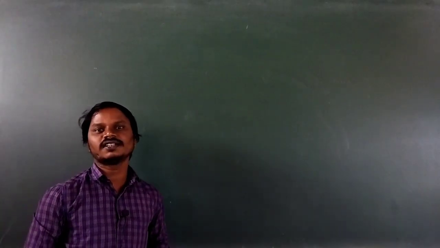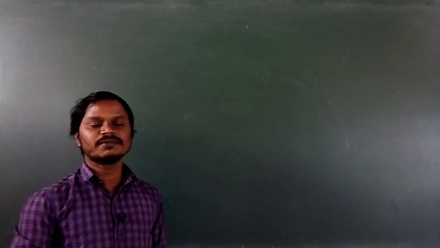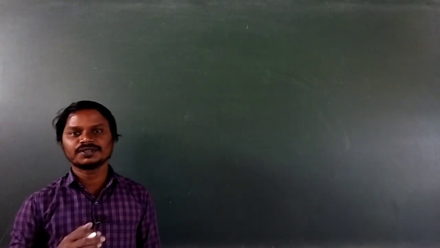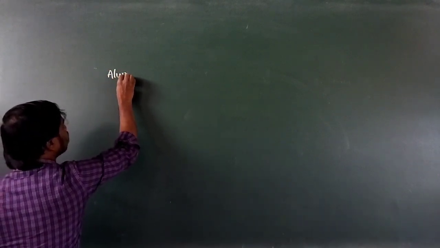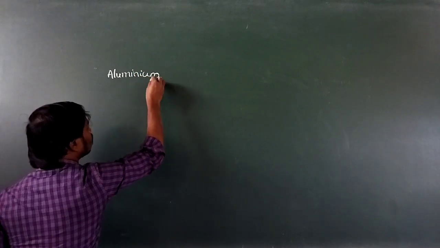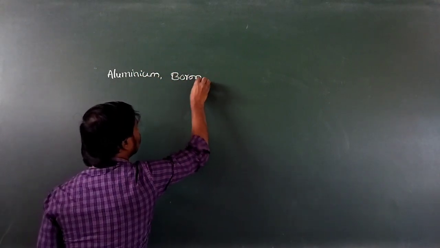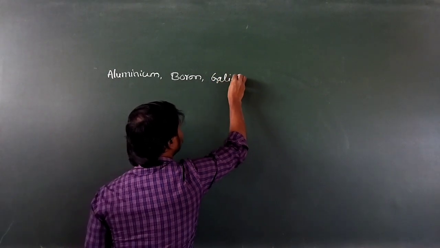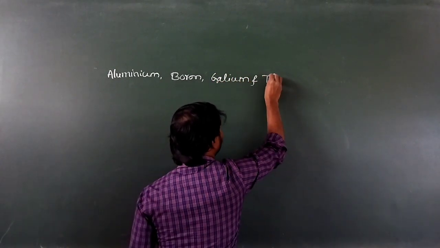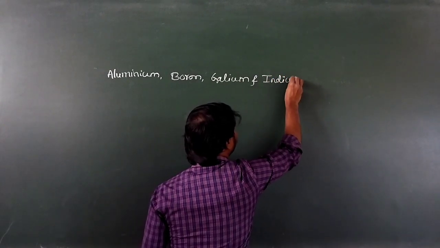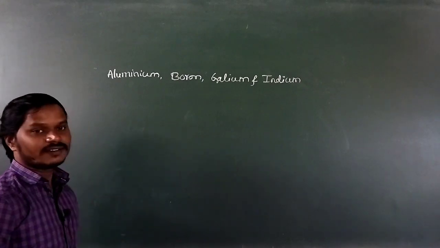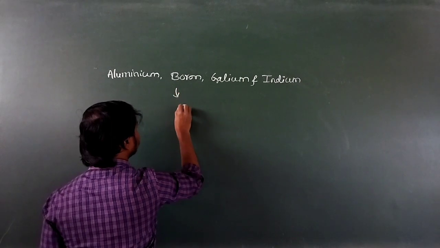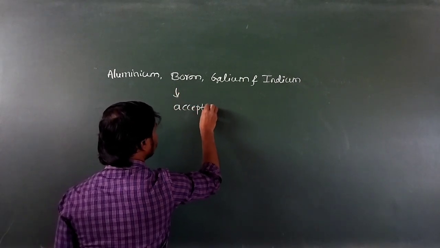Now the next question is related to p-type semiconductor. A p-type semiconductor can be obtained by adding trivalent impurities to the pure semiconductor. What are the examples of trivalent impurities? Aluminum, boron, gallium and indium. If a trivalent impurity is added to the pure semiconductor, then we will get a p-type semiconductor. These trivalent impurities are also called acceptor atoms.